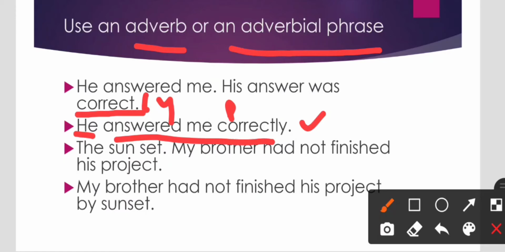The son said, my brother had not finished his project. Okay. So now we will convert it using an adverbial phrase. My brother had not finished his project by sunset. The sunset is converted into a phrase, by sunset. It tells us when a thing is done. So we have used here an adverbial phrase and we have framed a simple sentence.